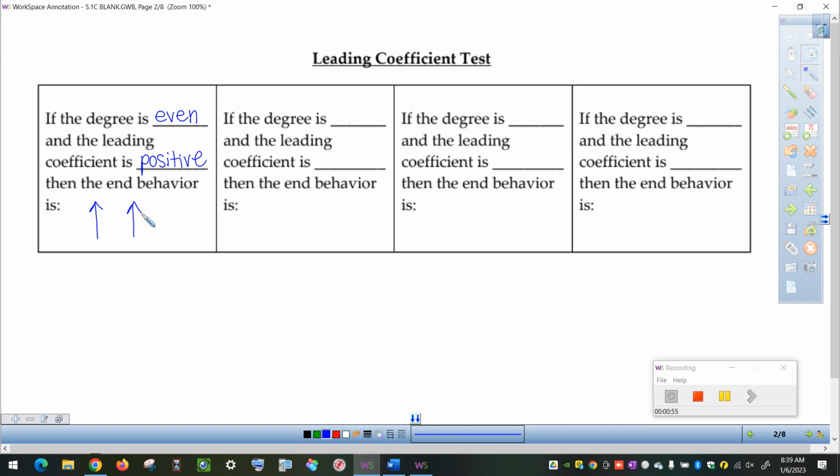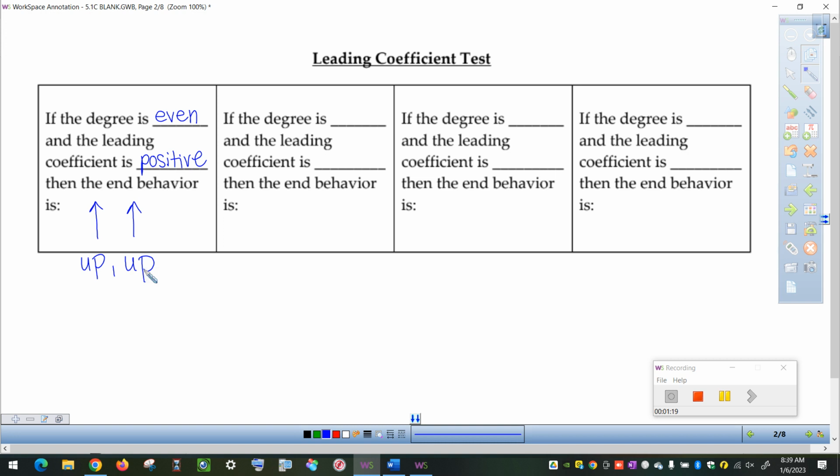Now some students, when they're describing end behavior, will just put the little arrows in, as we've done here, up. But another option is you could use words. So you could say this end behavior is up, meaning the arrows are pointing up on both sides.